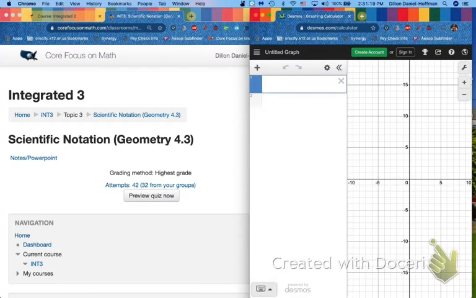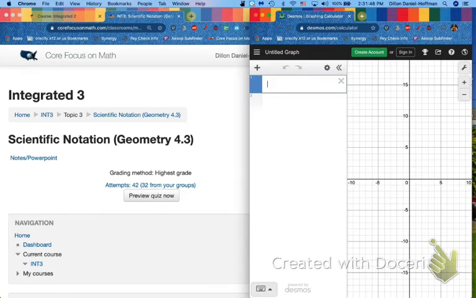Scientific notation. The last of a little mini lesson unit of three lessons on the multiplication property of exponents, the division property of exponents, and now scientific notation. Scientific notation utilizes both the division and multiplication property of exponents, and that is why it is here. So I hope you remember how to do that. We will get into that later. But for now, let's just talk about scientific notation.